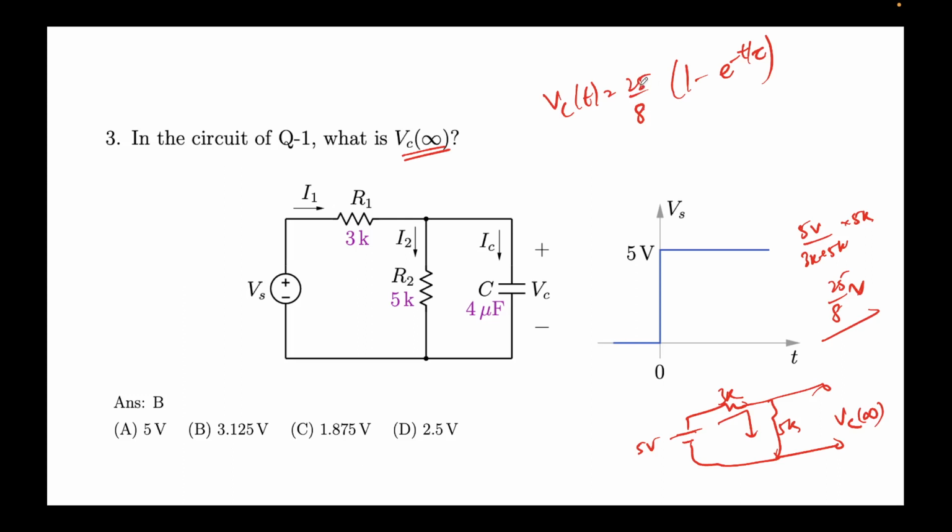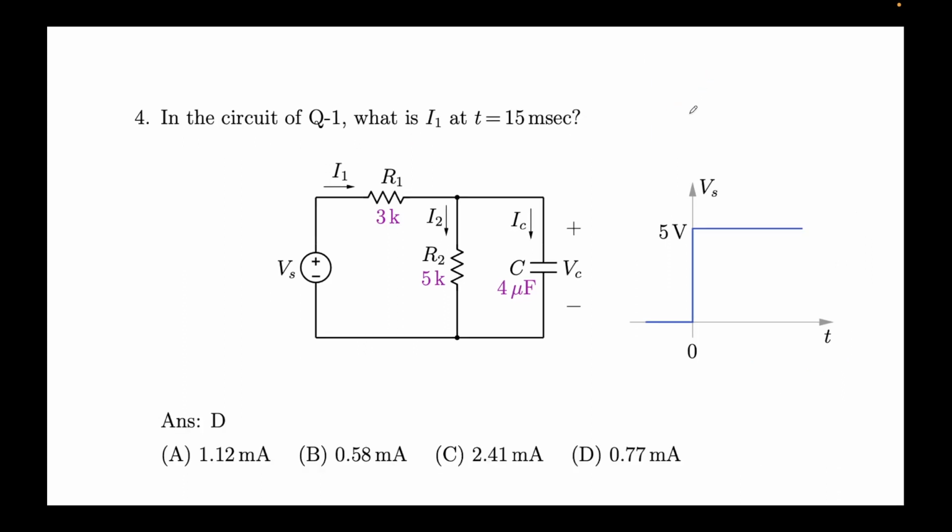So 25 by 8 should be 3 point something, 3.125. Yeah, so this is option B. We had already derived this 25 by 8 expression earlier also. I just did it again for the sake of completion. Okay, so now we have 25 by 8. We now have the complete expression for VC effectively, right?